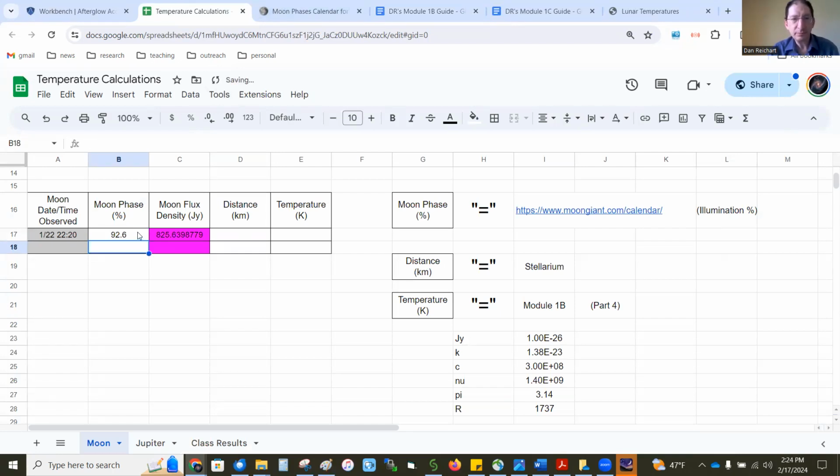92.6. And your other measurement should be very different because we picked a time where the phase would be very different. And you can see if it's changing with the phase, it's reflected light. If it's not, if it's holding pretty steady, it's thermally emitted radio waves. If it's thermally emitted, we can calculate the temperature. To do that, we need to get the distance, and for that, we go to Stellarium.